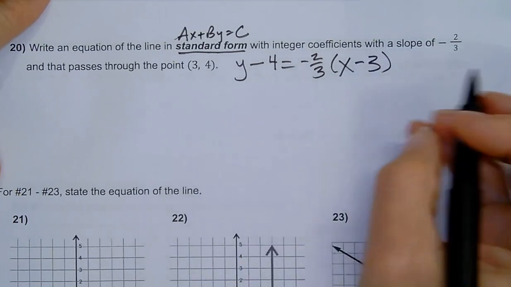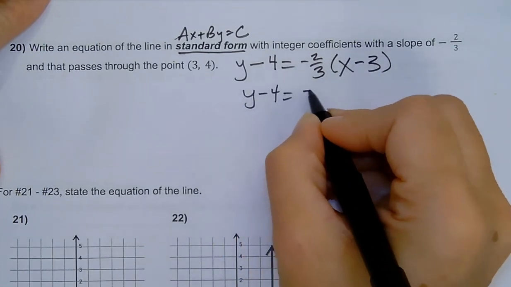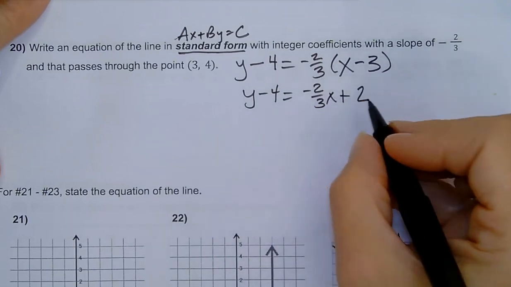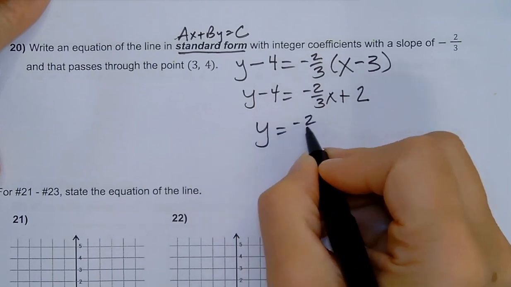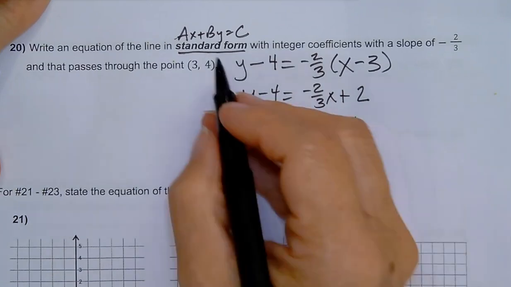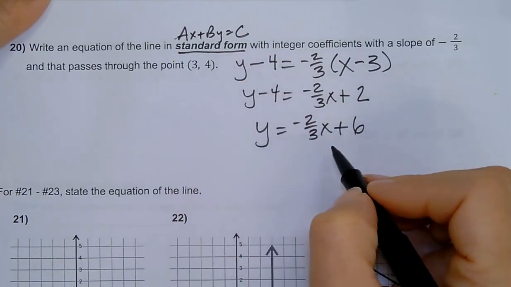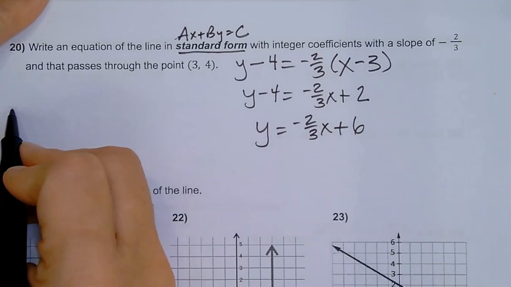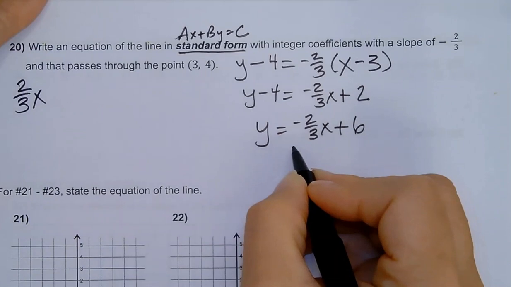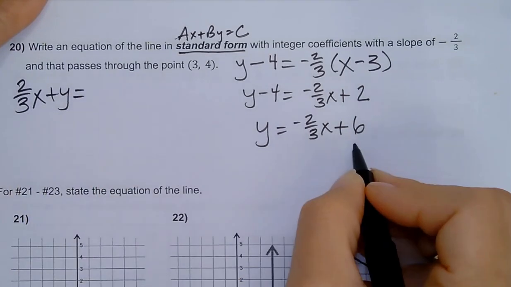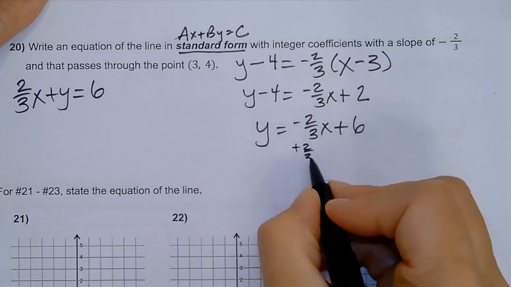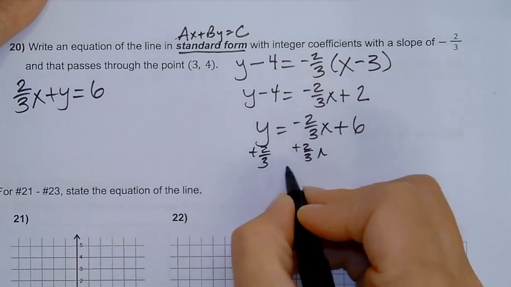Okay, and I'm going to go ahead and use distributive property. y minus 4 equals -2/3 x plus 2. Add 4 to each side. y equals -2/3 x plus 6. Well, that is slope-intercept form, but I need standard form. So I'm going to move so that I have my x on the left. I'm going to add 2/3 x to each side. So I have 2/3 x plus y equals 6. I just added 2/3 x to each side. And then I moved it over to the other side of my page where I have more room.